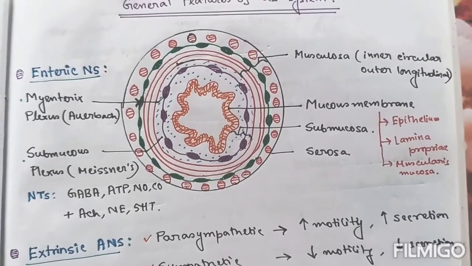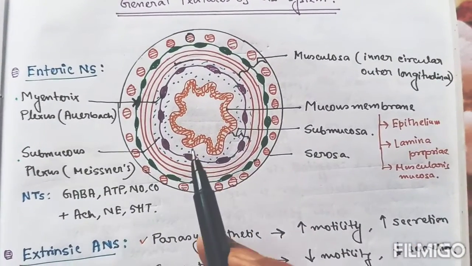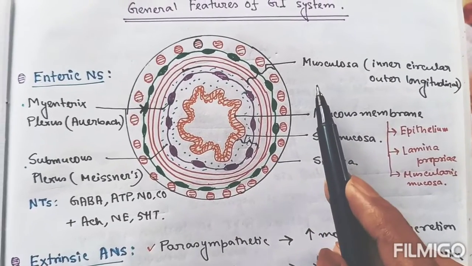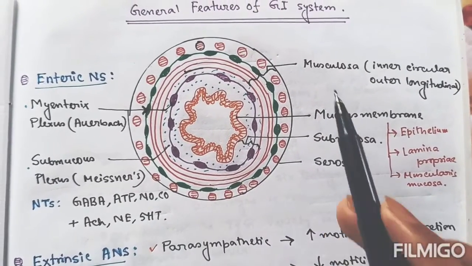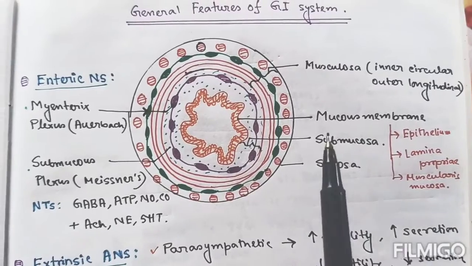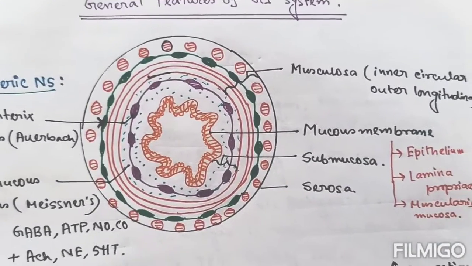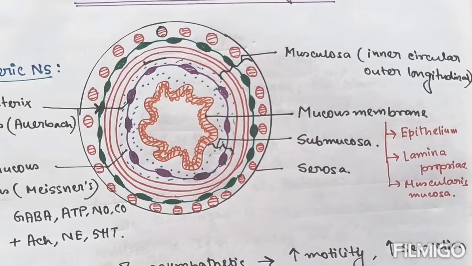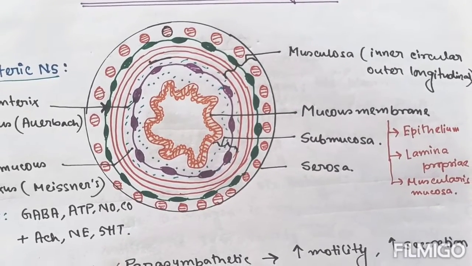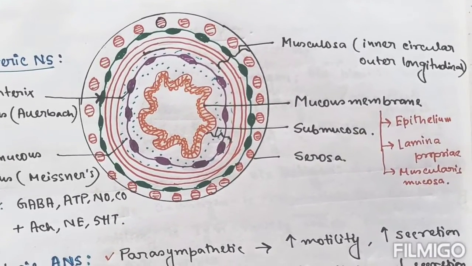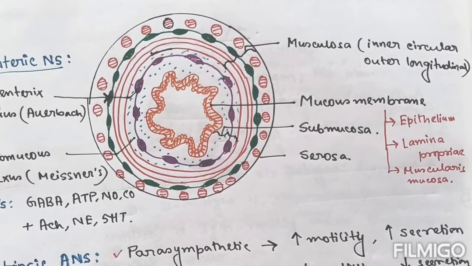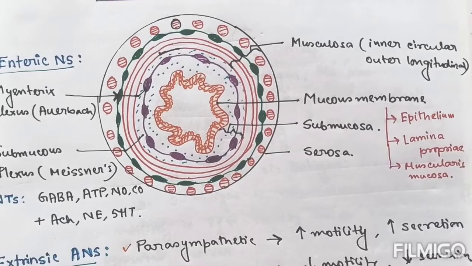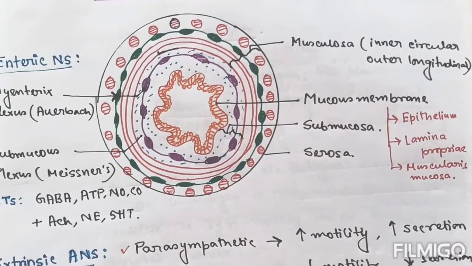And the cross section view is like this, and from inside outwards the layers are mucosa, submucosa, musculosa and serosa. The mucous layer again has three sublayers. The innermost is the single layered epithelium. Usually this is columnar epithelium, then the elastic lamina propria layer, and then the thin muscularis mucosa layer.